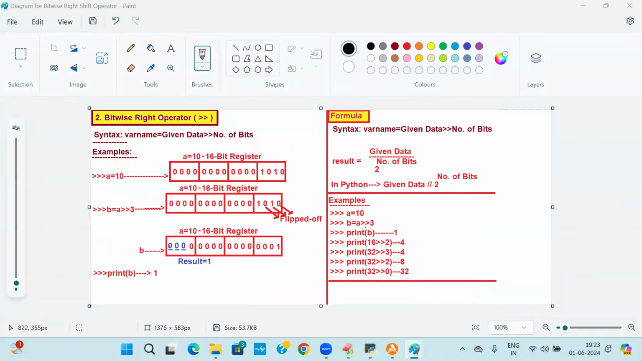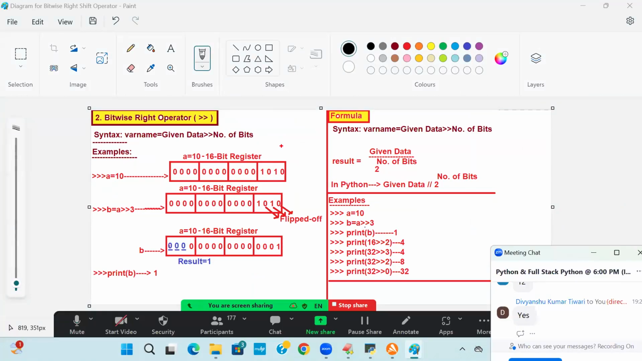This is the diagram for right shift. See, a beautiful diagram. If you go to an interview and write the diagram like this, and explain the formula and program, that is all they want. So the given data and syntax are written, then the diagram with a 16-bit register and the shifting configuration. The last 3 bits are shifted out because I wrote double greater than 3. After shifting, 3 zeros are added at the front, and the result, after conversion, is printed. The formula: variable name, given data, double greater than. Result formula: given data divided by 2 to the power of number of bits. In Python, given data, double slash, 2 to the power of number of bits. Example: A = 10, B = A double greater than 3, and the answer is 1.